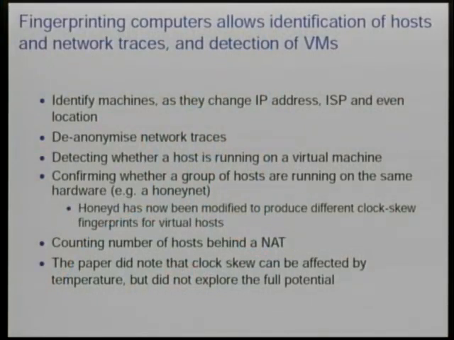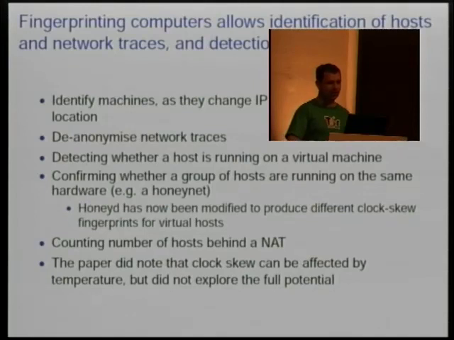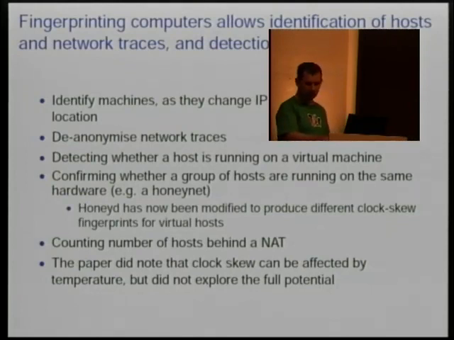You can also use it for counting the number of hosts behind a NAT. If you see all the packets coming from this box with the same IP address, it looks like they're all the same host. But if you look at the clock skew, then you might be able to see that there's a few machines behind this. This can be useful for trying to do network mapping if there are some other restrictions. But although in the extended version of the paper they did mention temperature, they didn't really go any further and didn't do any experiments on that. So that's where my talk is going to start off in the new material.